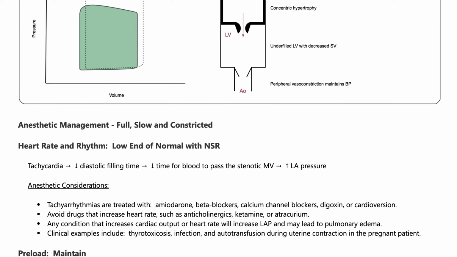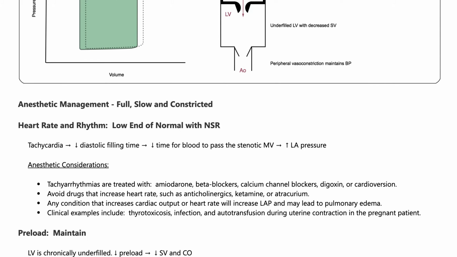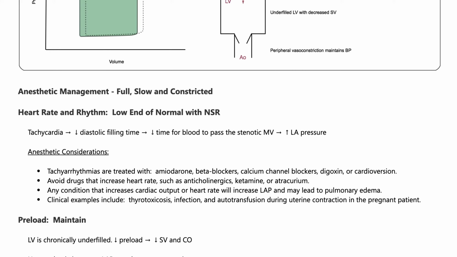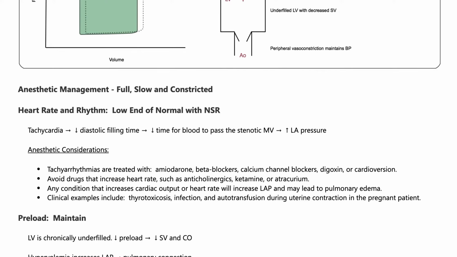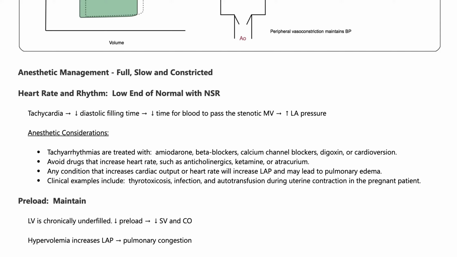Anesthetic considerations are as follows. Tachyarrhythmias are treated with amiodarone, beta blockers, calcium channel blockers, digoxin, or cardioversion. Avoid drugs that increase the heart rate, such as anticholinergics, ketamine, or atracurium. Any condition that increases cardiac output or heart rate will increase the left atrial pressure and may lead to pulmonary edema. Clinical examples include thyrotoxicosis, infection, and autotransfusion during uterine contraction in the pregnant patient.